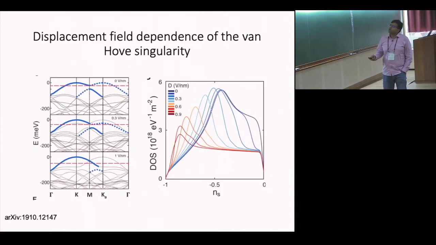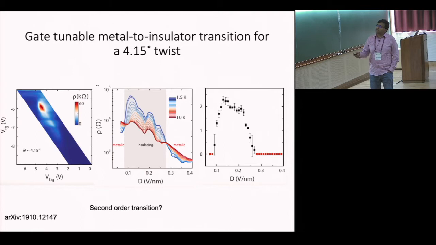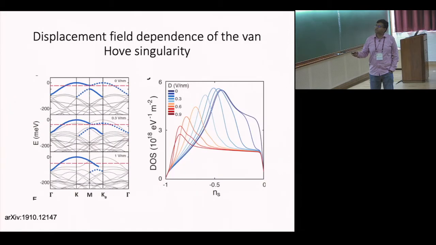OK, so we can ask, what is it that we can identify within theory that controls where this metal to insulator transition happens? And so we go back to our theorists and ask them to do DFT calculations at different values of this electric field. And shown here are results for a few different electric fields.